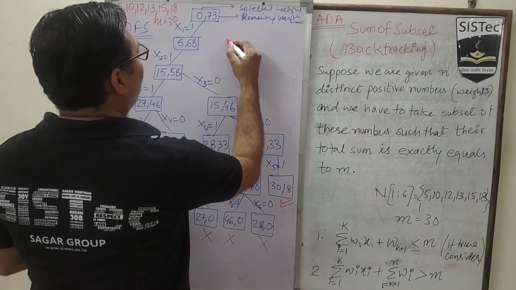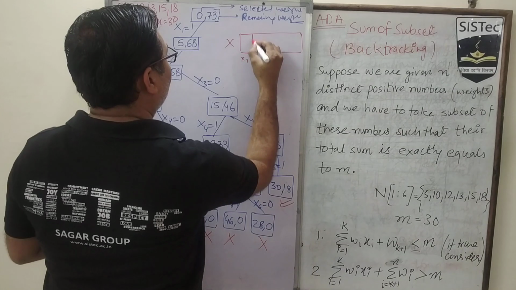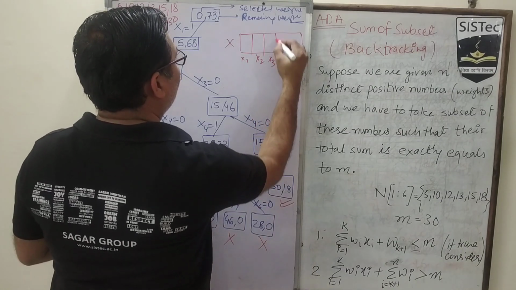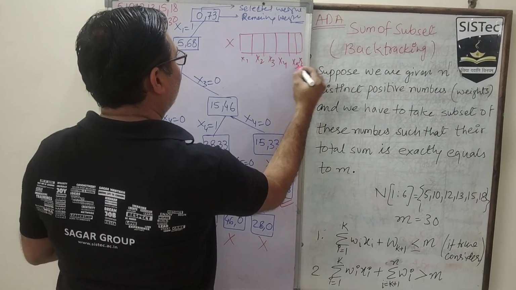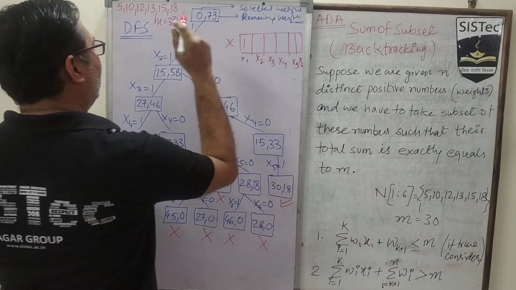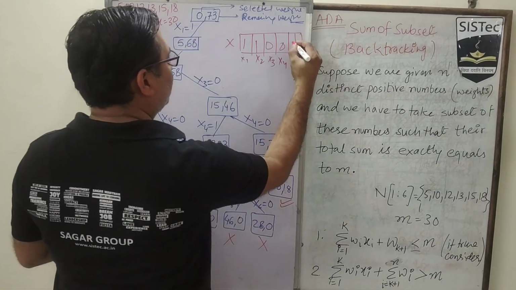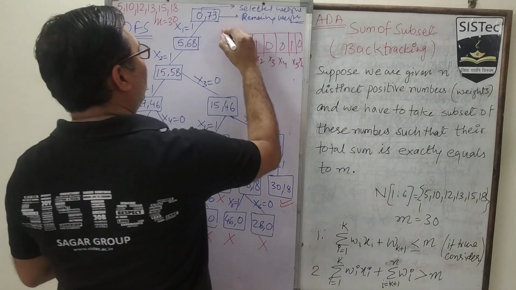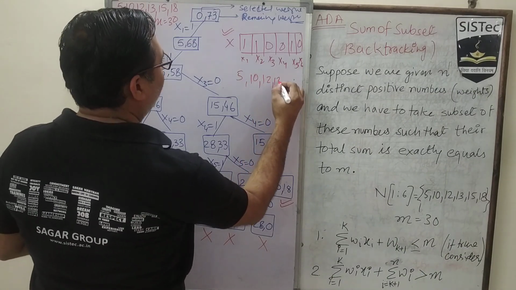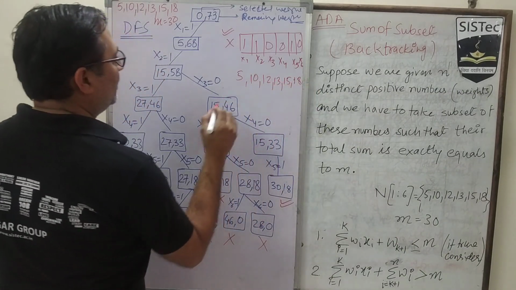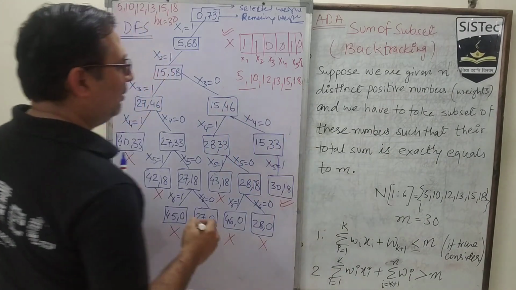So if you just see the solution space, you can see this is x1, this is x2, this is x3, this is x4, this is x5, this is x6. We have considered 1, we have considered 2, we have not considered the third, we have not considered 4, we have considered the 5th, no need of 6. So this will be one of our solutions. Now again see this. As backtracking talks about all possibilities, we have considered this one, 1, 2 and 5. This leads to a sum of 30.